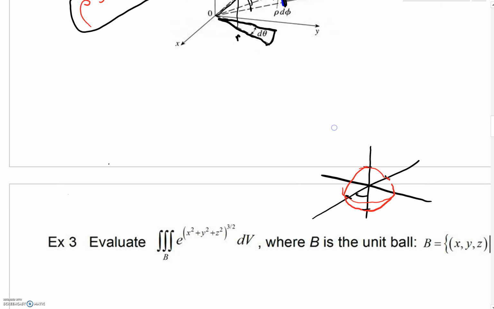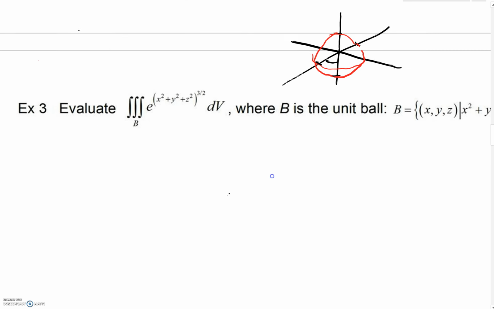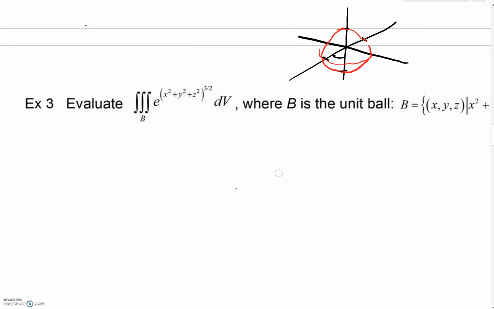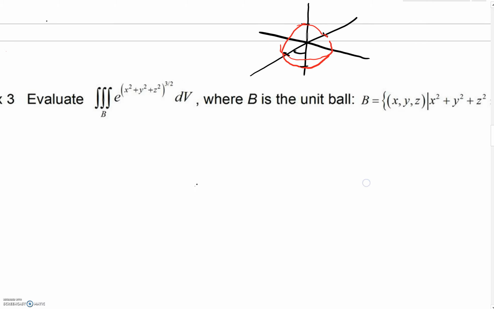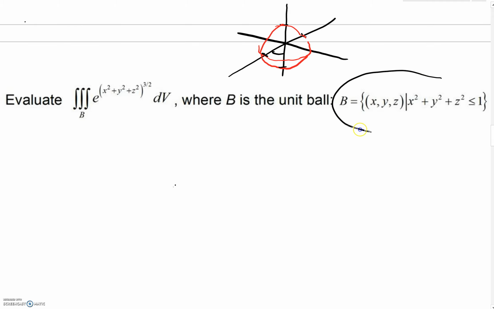So as we go ahead and take a look at, say, example 3, let's see if we can use what we've just been talking about and maybe get a little bit of help with this. We know that we've got a triple integral that we need to work out. You've got x squared plus y squared plus z squared. You're told that B, where you're going to be integrating over, is this unit ball.